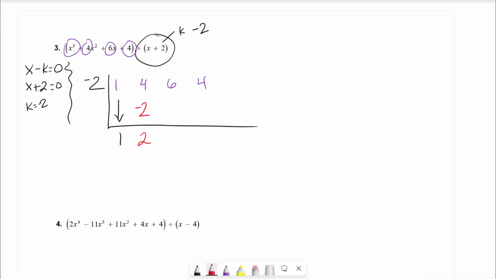Step 4, repeat. Multiply with k. Negative 2 times 2 gives me negative 4. Add these two. 6 plus a negative 4 gives me positive 2. Repeat. Multiply. Negative 2 times 2 gives me negative 4. Add these two. 4 plus negative 4 gives me 0. There's nothing more to do.